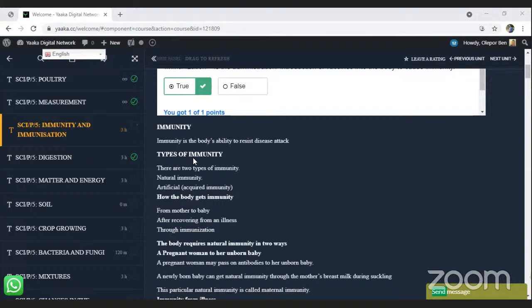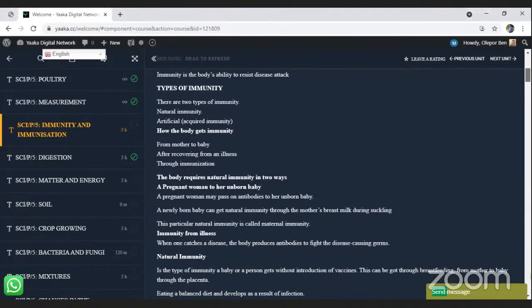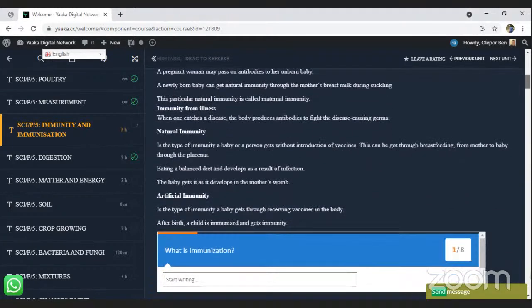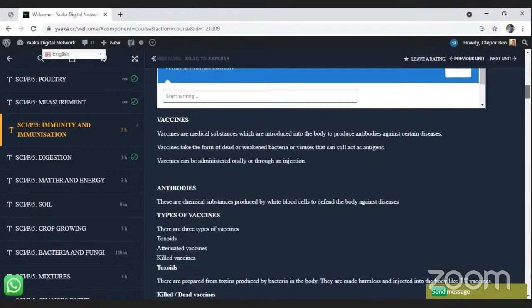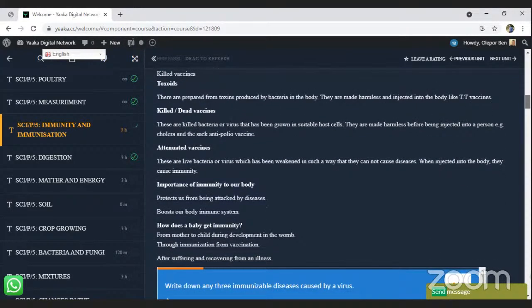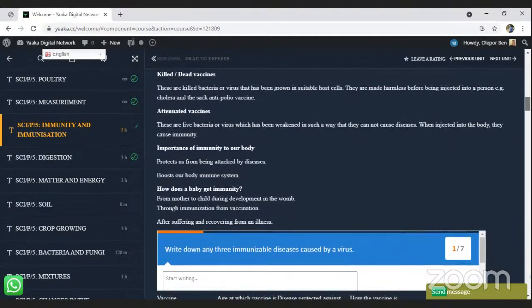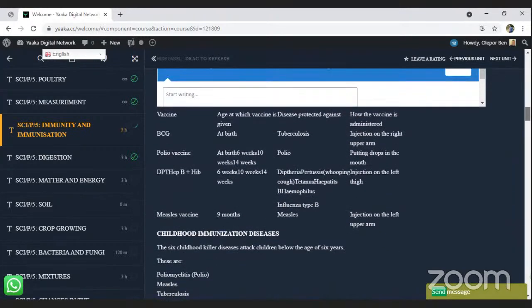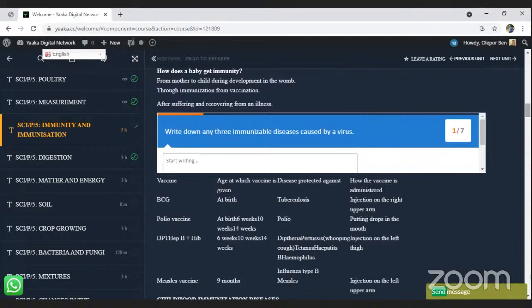After immunity, you look at the types of immunity, how the body gets immunity. You move systematically. You talk about natural immunity, artificial immunity, vaccines, antibodies, types of vaccines. You move to the importance of immunity, how your baby gets immunity. You go to the table showing the vaccines, the age it is given, the disease, and how it is administered.